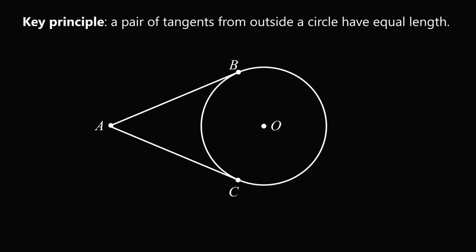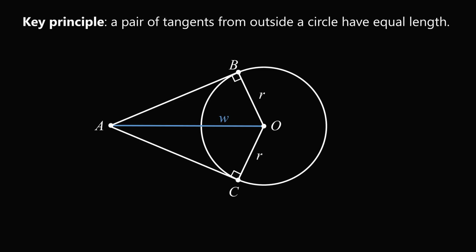To see why, let's construct the radius OB. Since AB is tangent to the circle O, we must have that AB is perpendicular to BO. Let's do the same thing for the other tangent line segment. Let's construct the radius OC, and since AC is a tangent line segment, OC and AC must be perpendicular to each other. Now, let's construct AO. This will have some length we will call W.